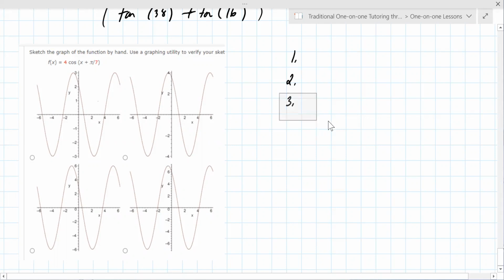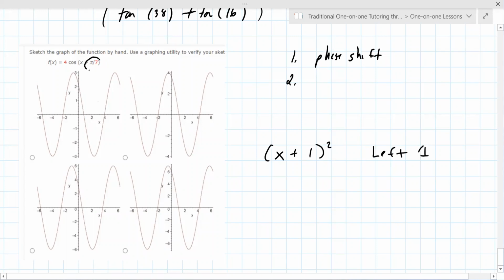There is a phase shift. And the phase shift is just like inside a quadratic. So if we were graphing a quadratic and I said, well, what does x plus 1 squared do? You would say it goes left 1. Well, this pi over 7, because it's plus, that means it's going left pi over 7. So one of these is left pi over 7. Well, actually, they're all kind of left pi over 7. That's interesting.